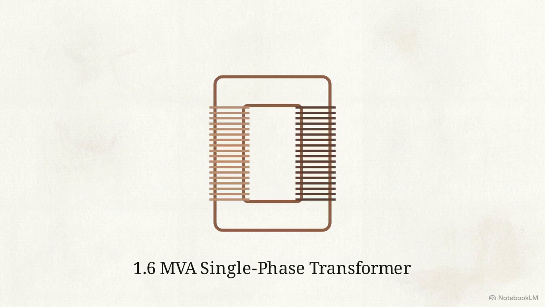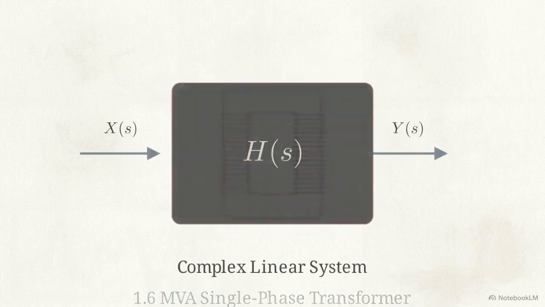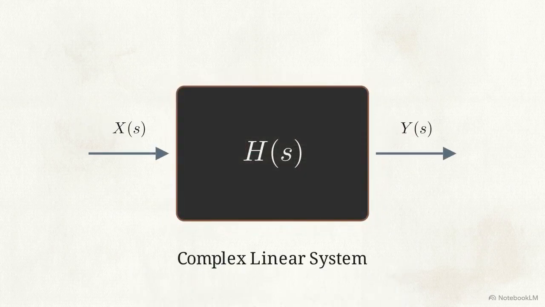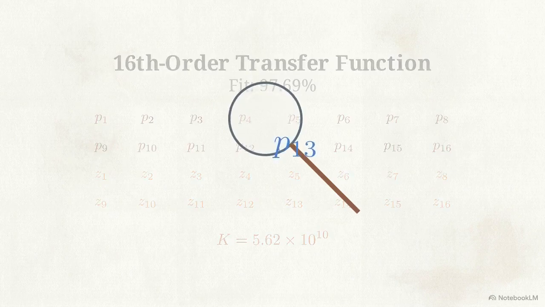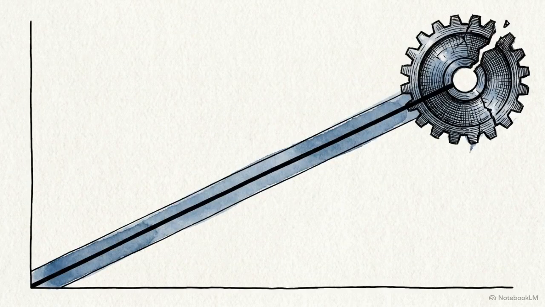The modern solution is online monitoring using transfer function analysis. This method maps the active transformer as a complex linear system. For a standard 1.6 MVA unit, the mathematical map resolves into a 16th-order system. The diagnostic challenge is isolating a single metric within this massive transfer function that is highly sensitive to physical shifting and scales predictably as the damage gets worse.